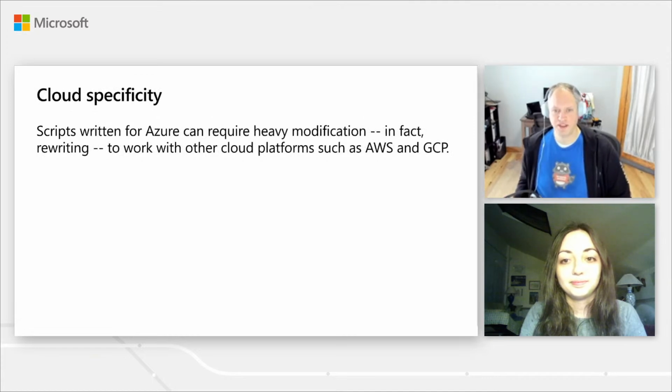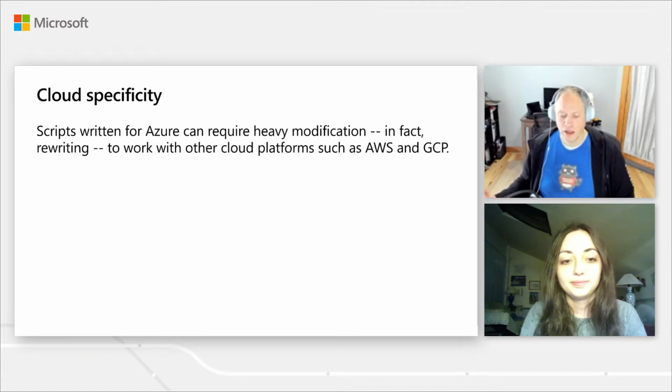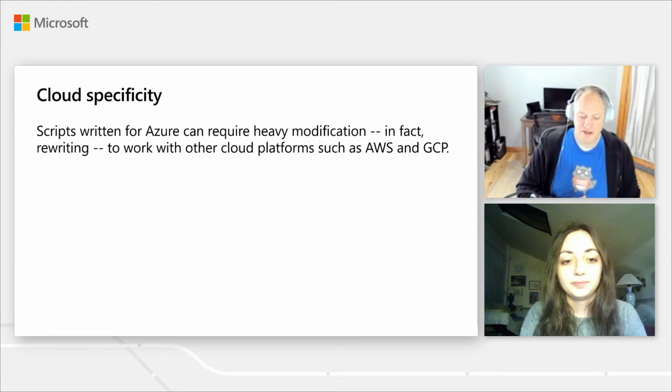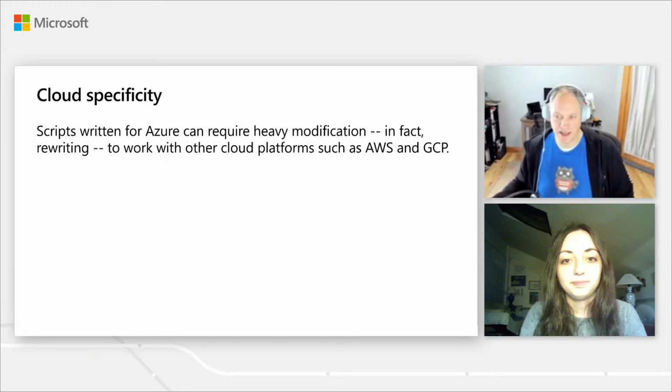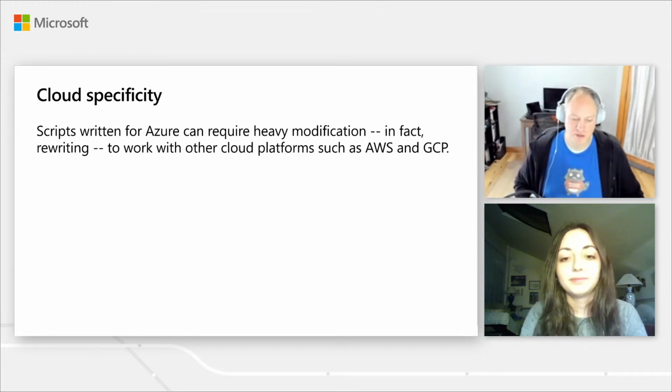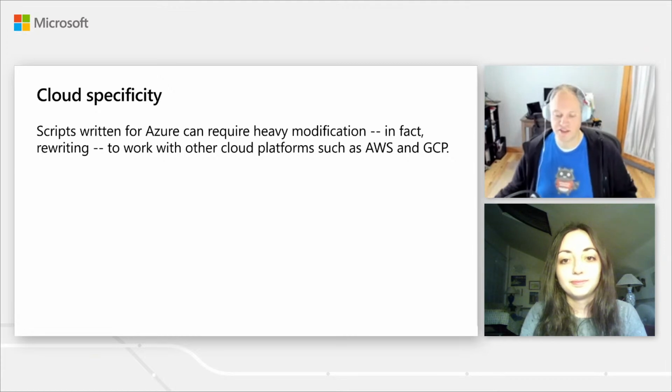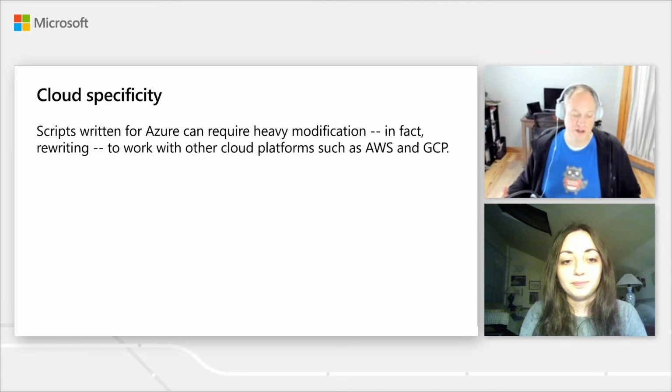You have cloud specificity, right? Where the AZ commands are going to be different than the AWS commands, which are different than the G-Cloud commands, which are different than the commands that you're using inside your data center to provision things. So your scripts have to understand the environment that they're going to talk to.